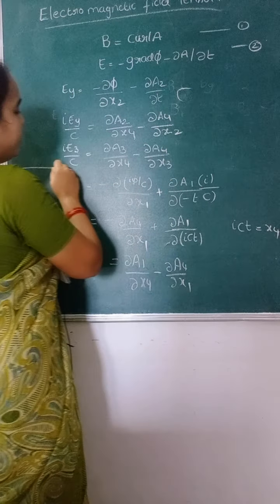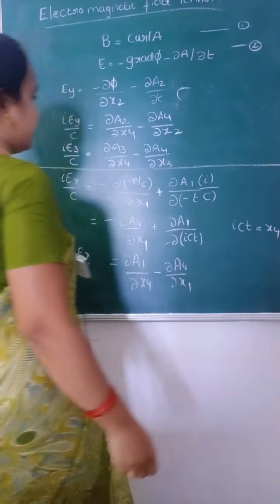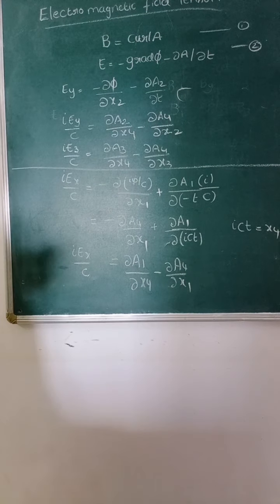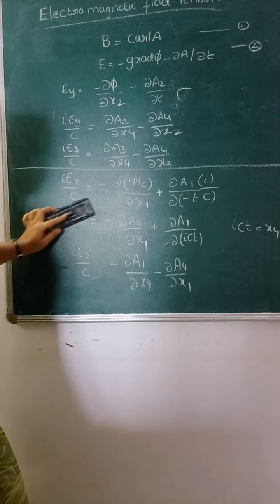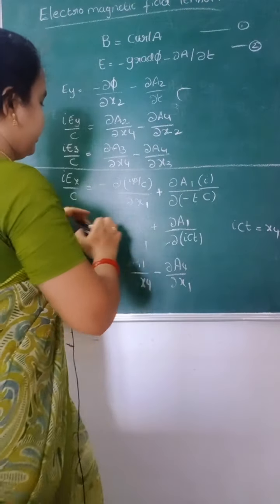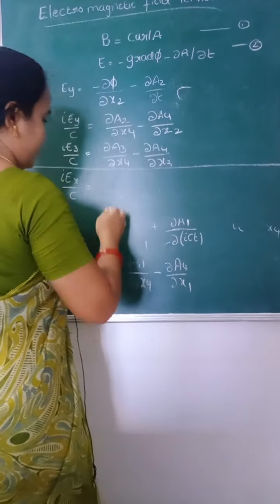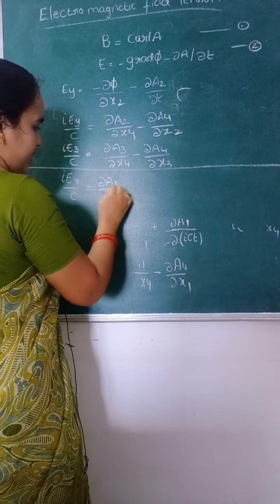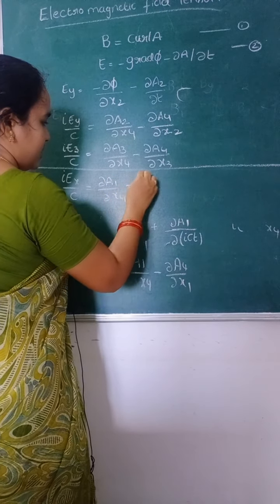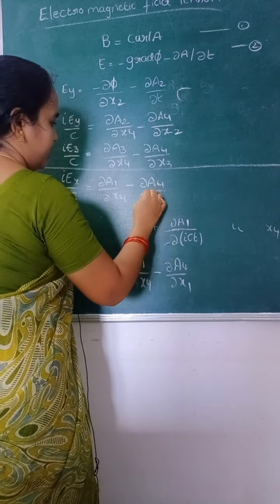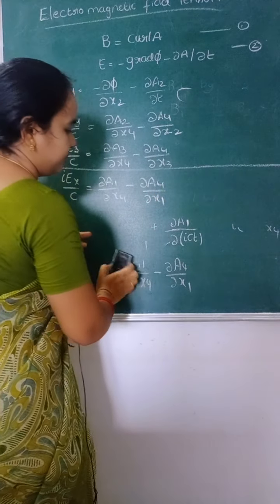These are the three different components of i Ex by c, i Ey by c and i Ez by c. This i Ex by c is dou A1 by dou x4 minus dou A4 by dou x1.